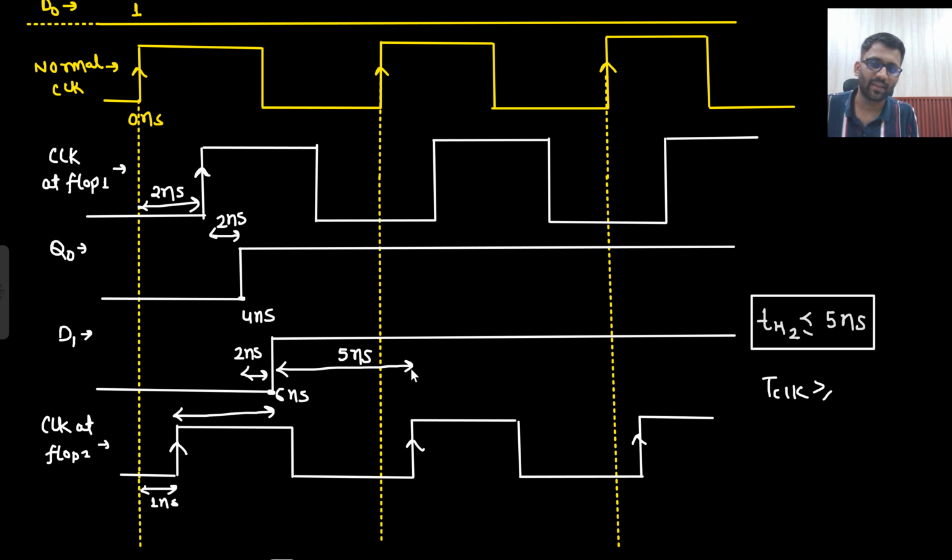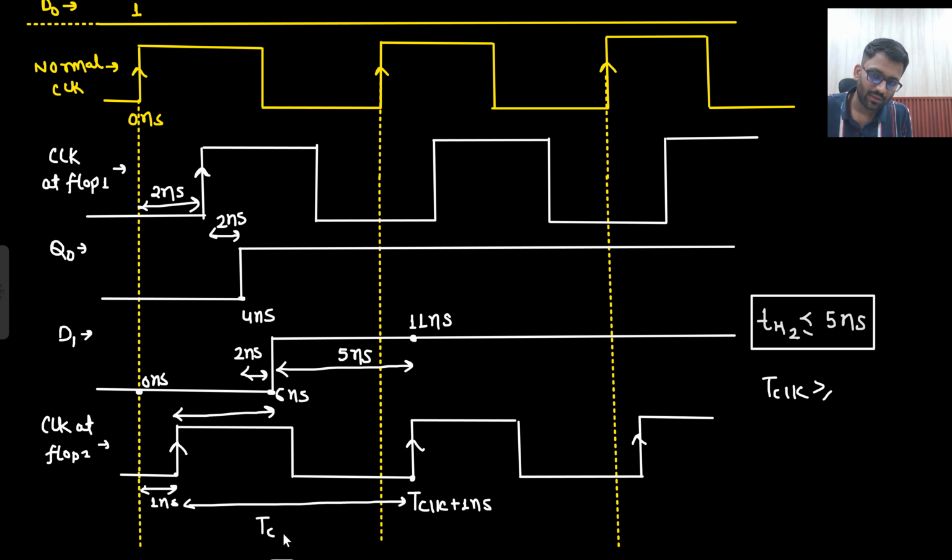So how much is this time? This window is 11 nanosecond. This is your 11 nanosecond, right? 5 plus 6, this was your 0. 5 plus 6, 11. What will this be? This will be your T clock plus 1 nanosecond. Why is that so? Because from here to here it is 1 nanosecond and this is your T clock. So T clock plus 1 nanosecond.